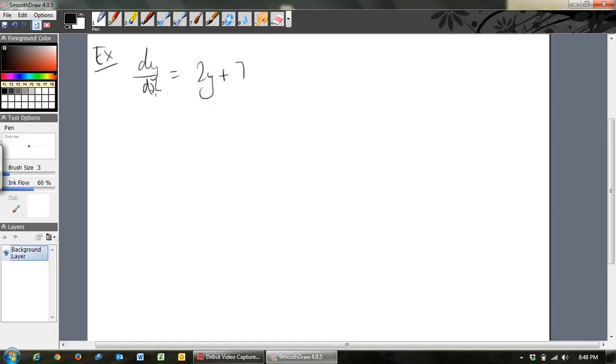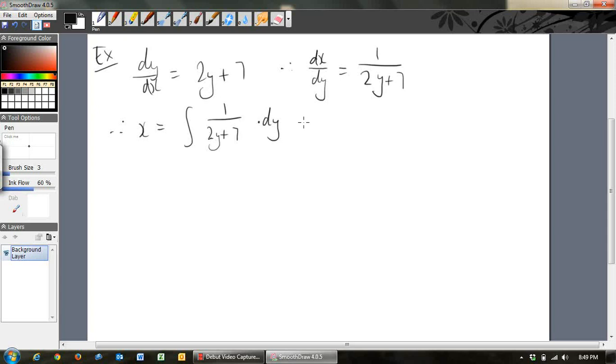So how do we do it? Well, let's flip it upside down. dx/dy equals 1 over, we're flipping both sides upside down, and we get to this stage. And so therefore x is equal to the integral of 1 over 2y plus 7 dy. Fantastic. Now we know how to do this, we can integrate that, so we're all happy.